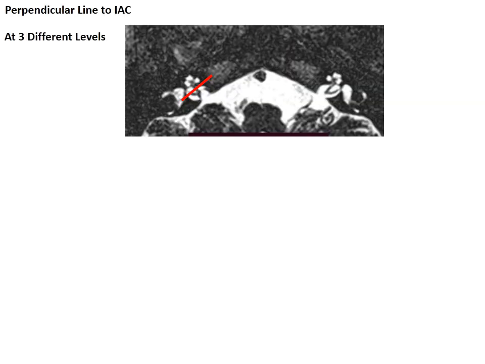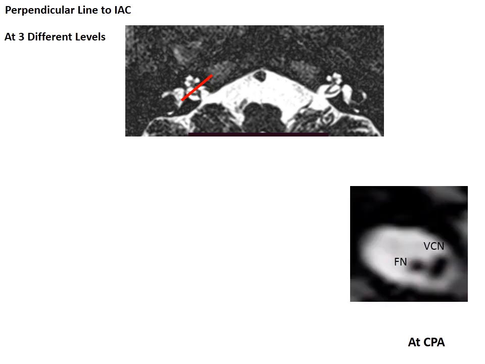Then we are going to move this line, which is perpendicular to the internal auditory canal, to 3 different levels. And at each different level, we have to watch it in the sagittal view. So now we are in the axial view, but when we look for the nerve, we are going to look at it in the sagittal section. If you are at the CP angle, you will have this picture. You will have a facial nerve and vestibulocochlear nerve. The vestibulocochlear nerve is not yet divided.